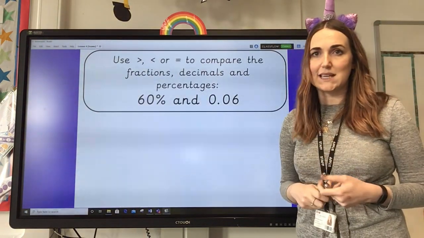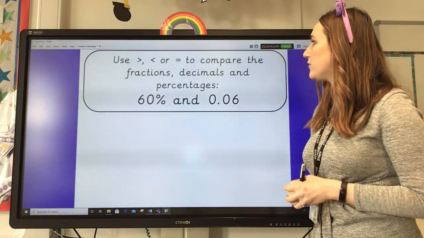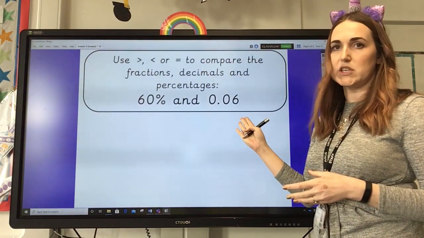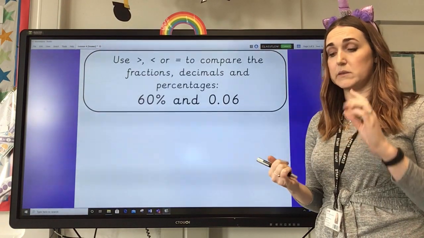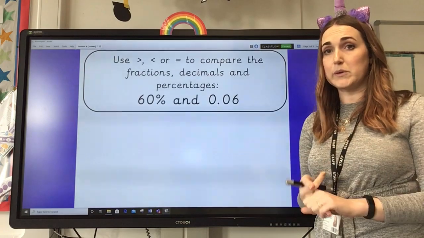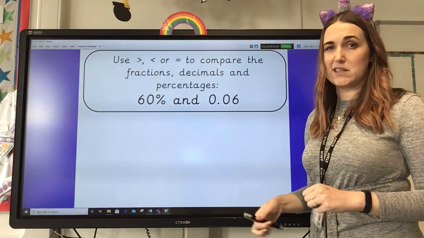So I've got exactly the same again here. Can I use the greater than, less than or equal symbols to compare fractions, decimals and percentages? And I've got 2 here. So I said before, the easiest way to compare them is to turn them both into a decimal or both into a percentage. Well, this one is a percentage, so I might start with this one this time.